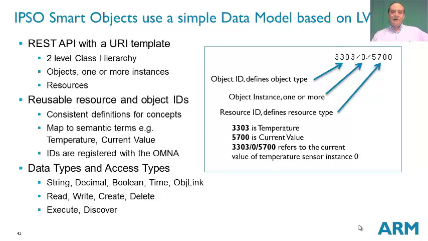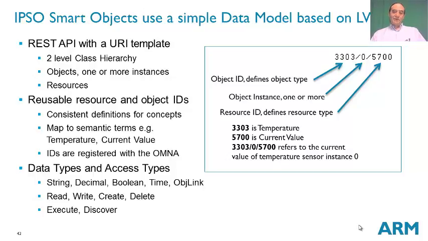A very simple URI template defines the object. There's an ID for the object type itself, which has a semantic meaning. For example, 3303 means temperature. And there's a resource type for a number of resources. And in this case, the resource 5700 indicates current value. Also, there may be more than one instance of an object. There may be more than one temperature sensor in a device, so we allow for multiple instances. So this URI fragment reads as object type 3303, instance 0, resource 5700. So it's the current temperature of the temperature object 0 in this endpoint.